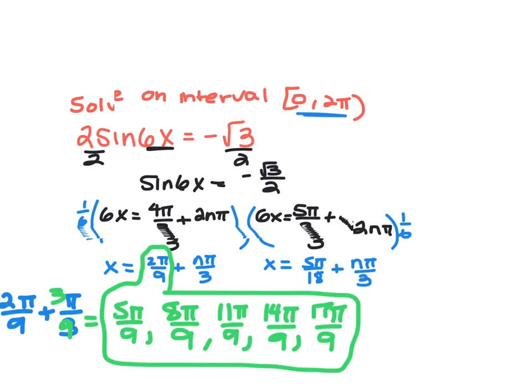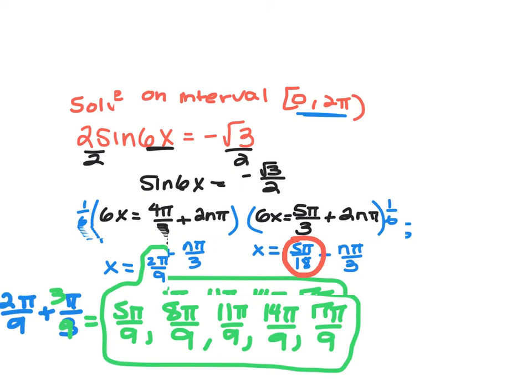And then I have to do the same thing for 5 pi over 18. I would start with 5 pi over 18. I would add to it n pi over 3, or pi over 3. The denominator this time has to be 18, so this would be 6 pi over 18, and I get 11 pi over 18. That one works.